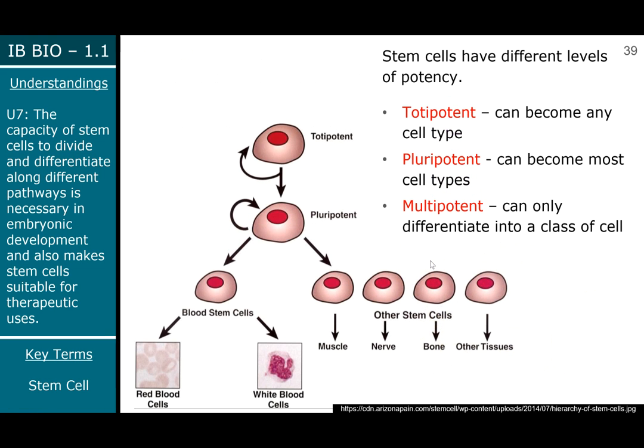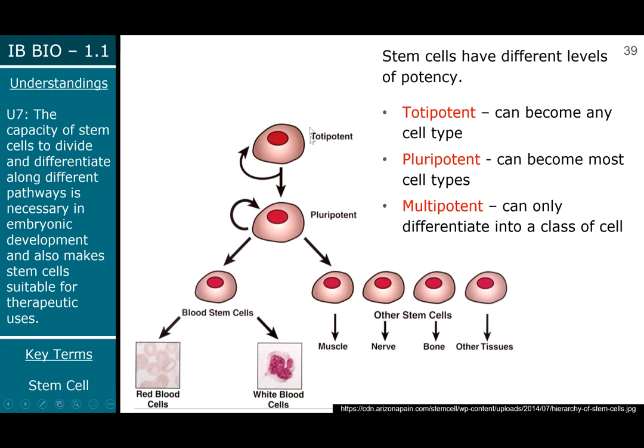So there's different levels of potency, or different levels of ability to turn into different types of cells. And you do have to know those different levels. So the first level is totipotent. Totipotent cells can become any cell type. They are the most flexible, the most potent. They can become whatever. Then there's pluripotent. Pluri meaning plural. They can become most cell types, but some things are off limits. And then there's multipotent, which can differentiate into a particular class of cell.